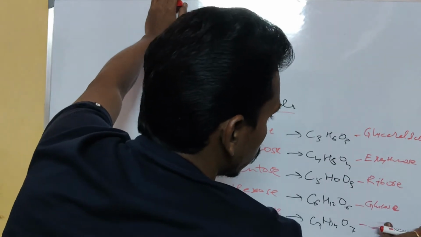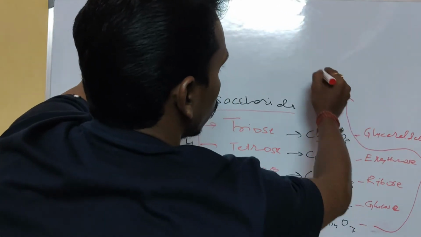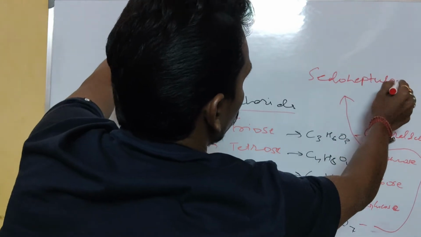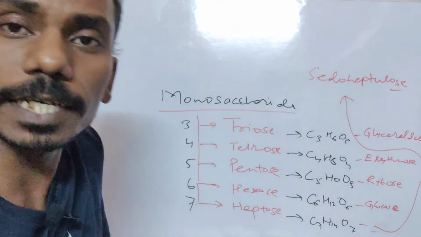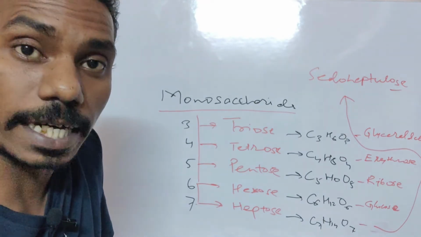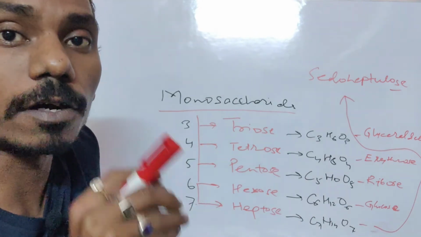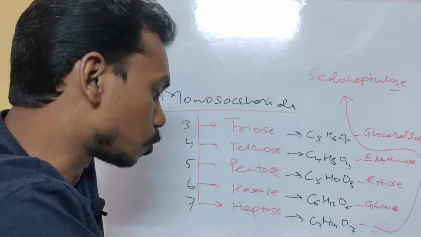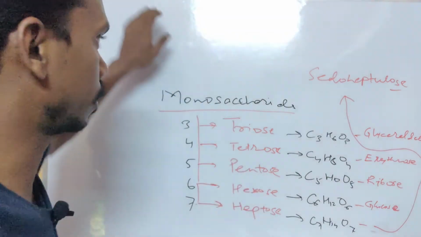Okay, I must write it here. Pseudoheptulose. Okay, so these are the examples of different monosaccharides, composed of different numbers of carbon atoms varying from 3 to 7. So let's come to the monosaccharides with 8 and 9 carbon atoms.